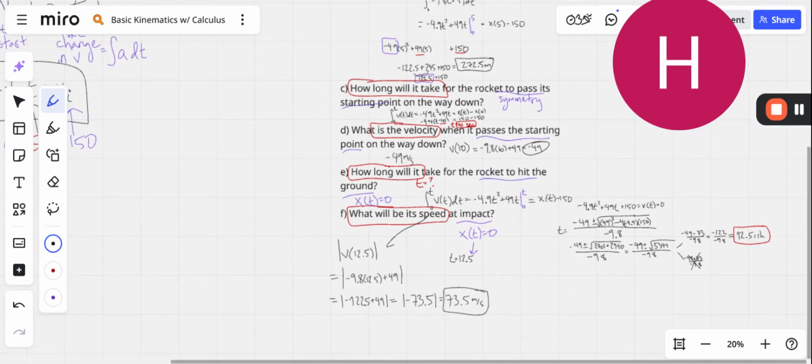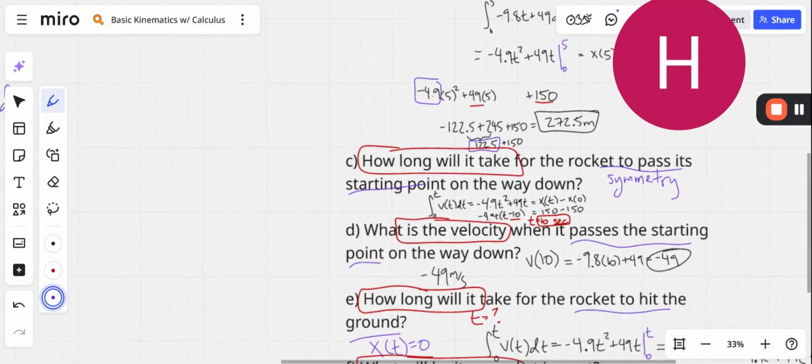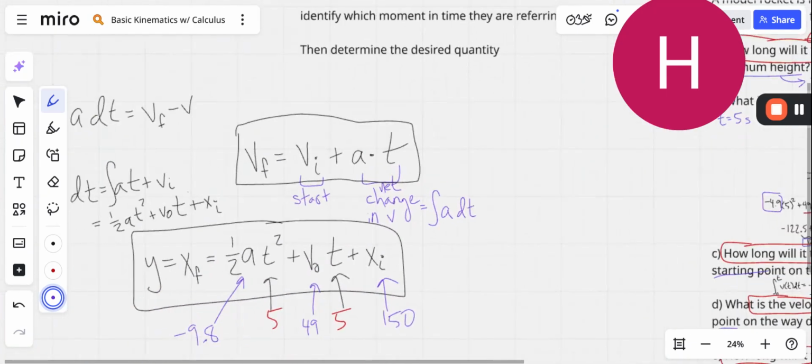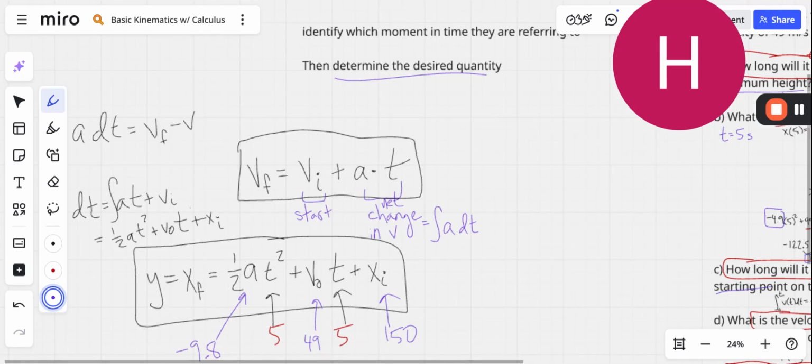All right, that's a little bit of an investigation on how to use some of these cues, the way that they phrase the question, to pinpoint a moment in time, and then you can determine the desired quantity. You might need to use an integral or an antiderivative, but you could also keep these formulas in mind. These are some very useful kinematics formulas that are essentially coming right out of the calculus that we're doing anyways.